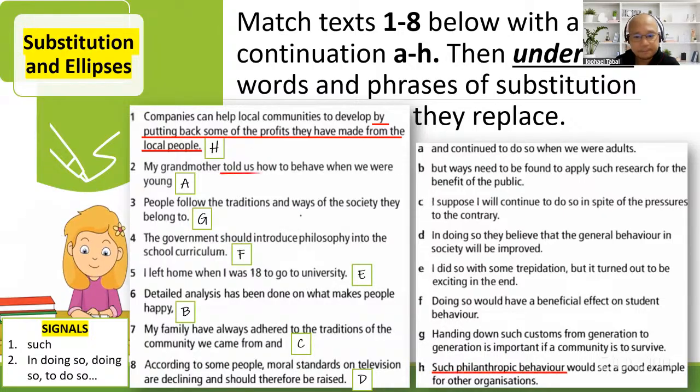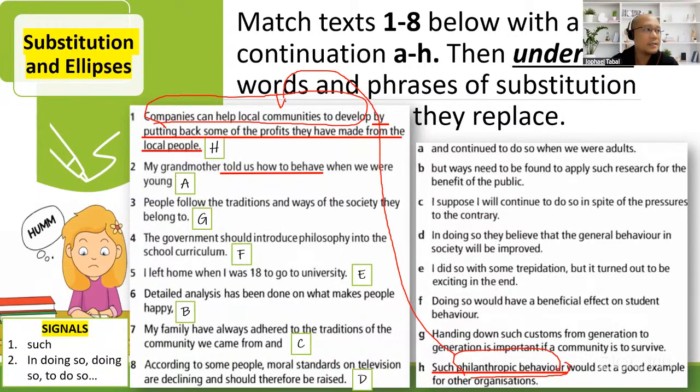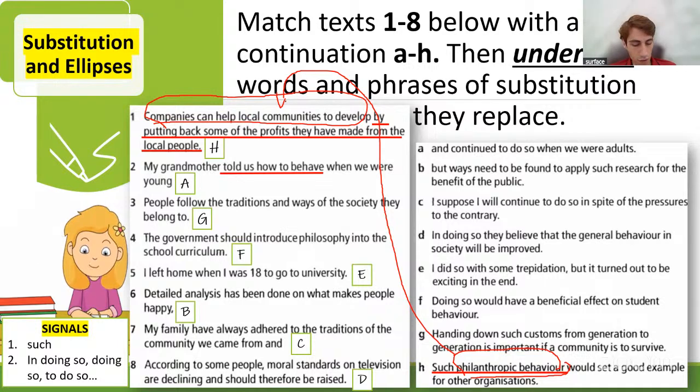For example, here we have companies helping local communities. So one word is philanthropic behavior. Such philanthropic behavior has a similar idea to companies helping communities. So it's basically like one idea is replaced by another idea, but they're the same. Same meaning, different words, same ideas.